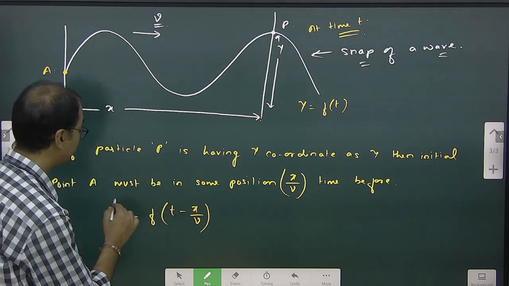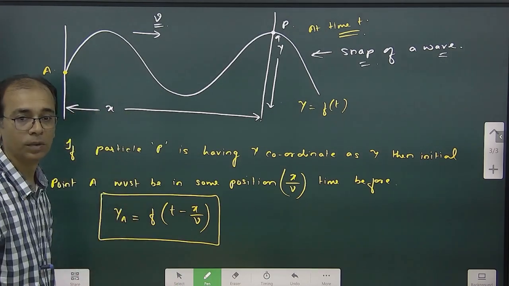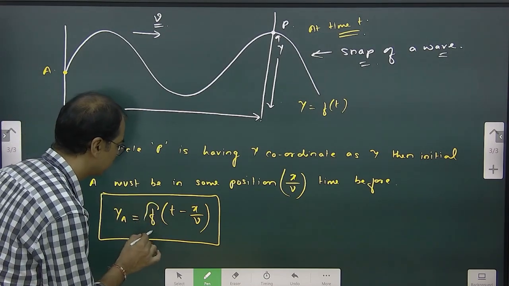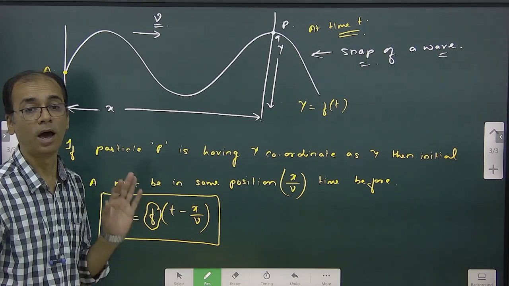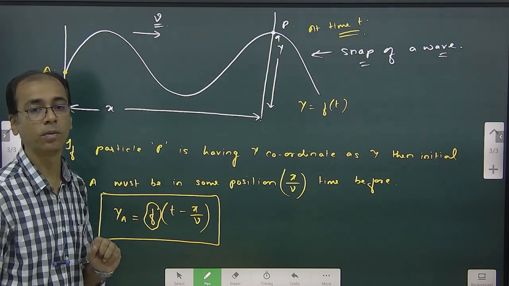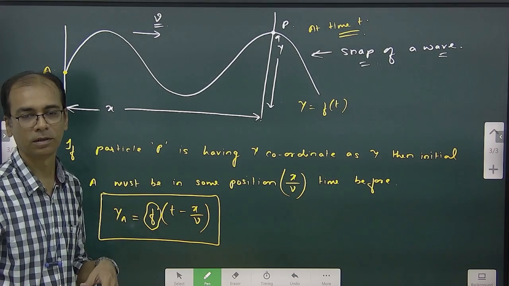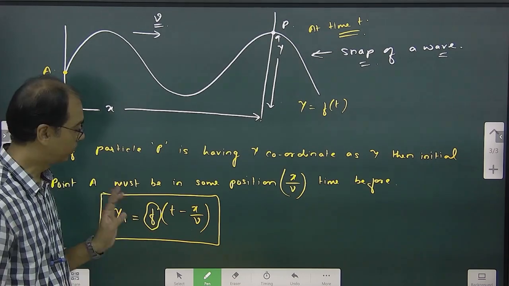Okay, so this is the basic form of the wave equation. Now we have to change it. Because this is a function, and what we have to study is the harmonic progressive wave. Harmonic means sine function or cos function. So we will convert this into sine or cos. So first you note this.